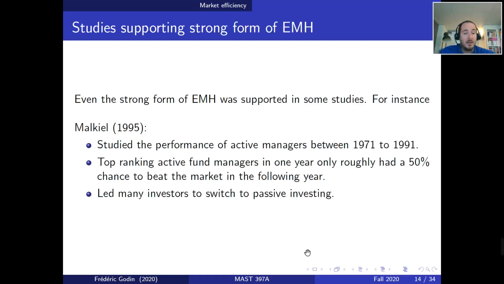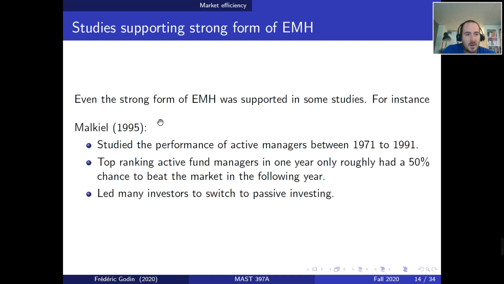And now finally, some studies even supported the strong form of the efficient market hypothesis. So for example, there's the study by Burton Malkiel in 1995, which investigated the performance of active managers, for example, of mutual funds, between the period ranging from 1971 to 1991. And what he observed is that the top-ranking active fund managers in one year only roughly had a 50% probability to beat the market in the following year.